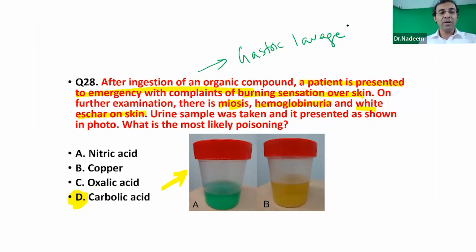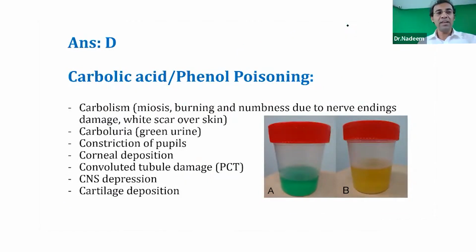Please understand that whenever a person ingests phenol, what is happening here? First of all, it is going to damage nerve endings in the beginning. So that's why there will be burning and numbness. After that, there will be white eschar. There will be miosis, and that is called carbolism. Green urine, carbolyuria. There will be miosis, constriction of pupil. Even the metabolite can be deposited in the cornea, and corneal deposition over the cartilage also. Damage of PCT, proximal convoluted tubule damage. All these are features of carbolic acid poisoning.